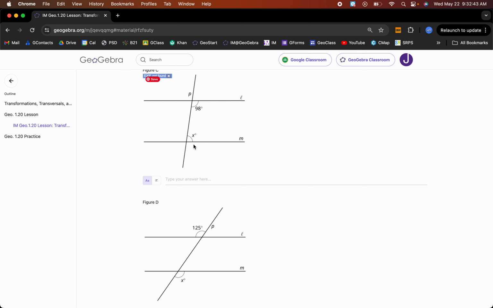Also, you could think about this, right? This X up here is going to be this angle right here. So same thing here, 98 plus X has to equal 180.